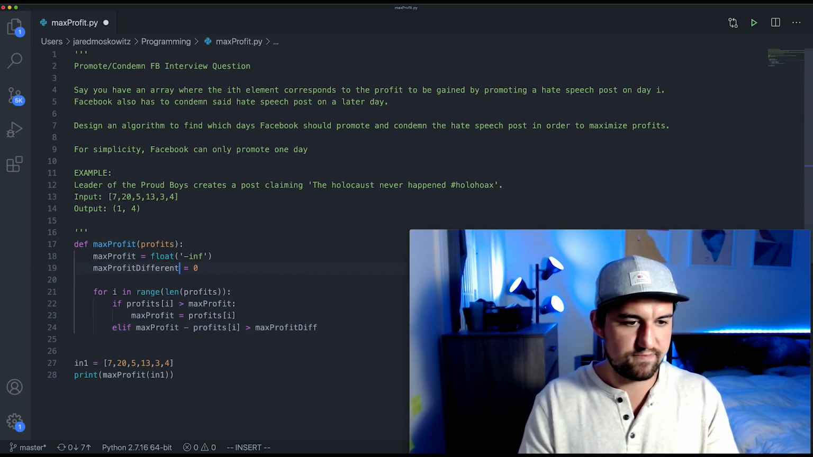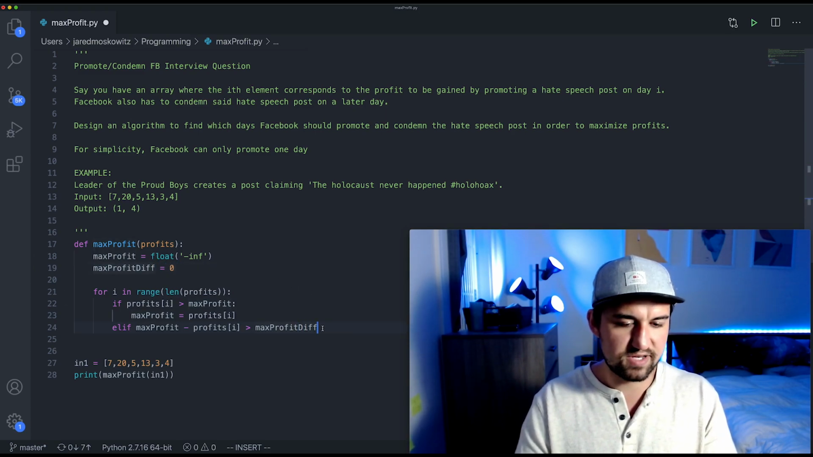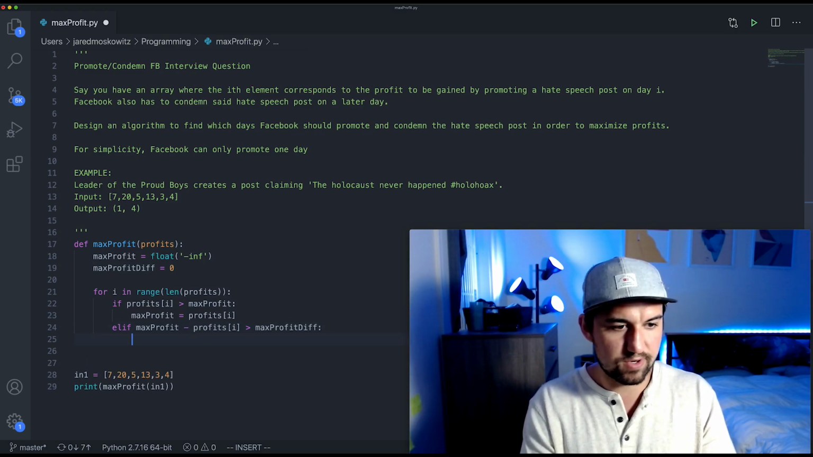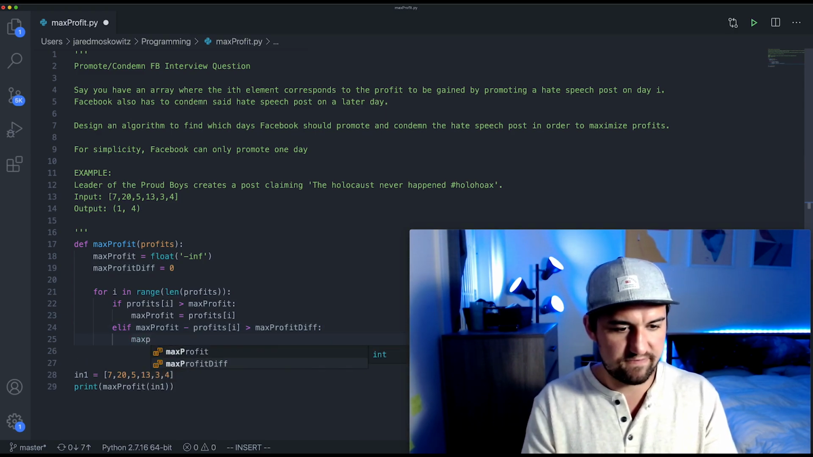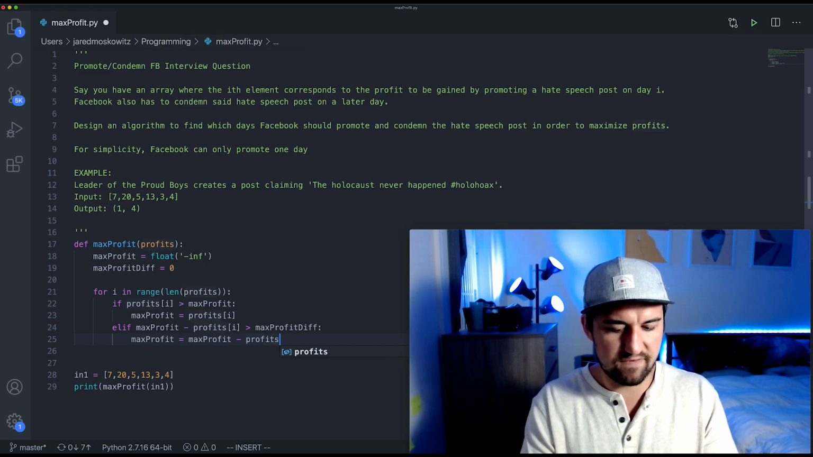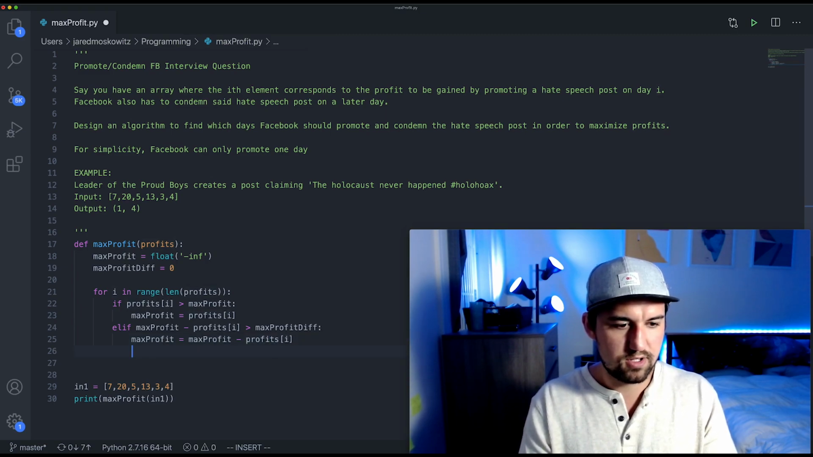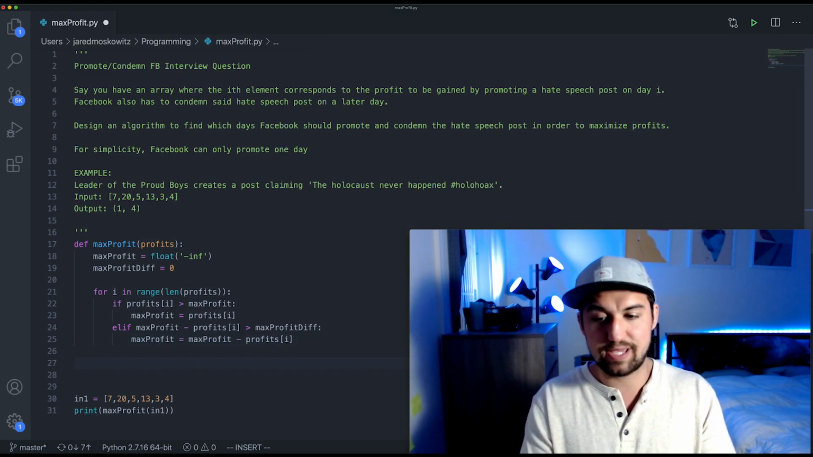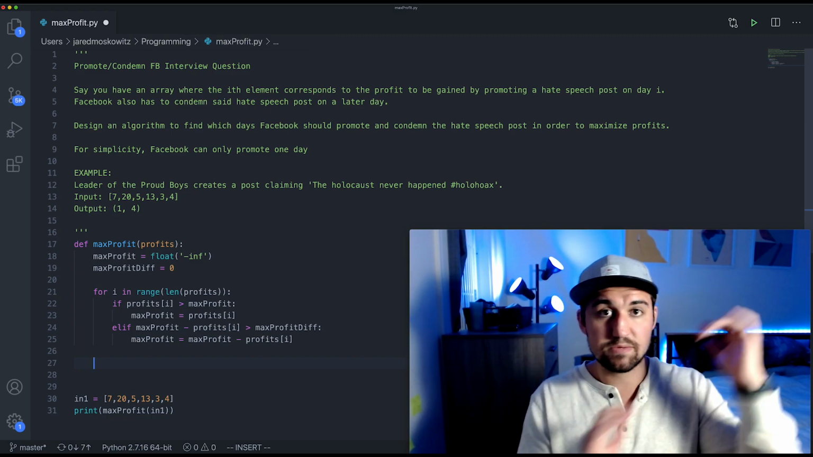I'm just going to call this diff. Max profit diff. Then we want to store that max profit diff. So max profit diff is going to be equal to max profits minus profits at I. Cool. All right. So that's how we get the maximum profit difference.